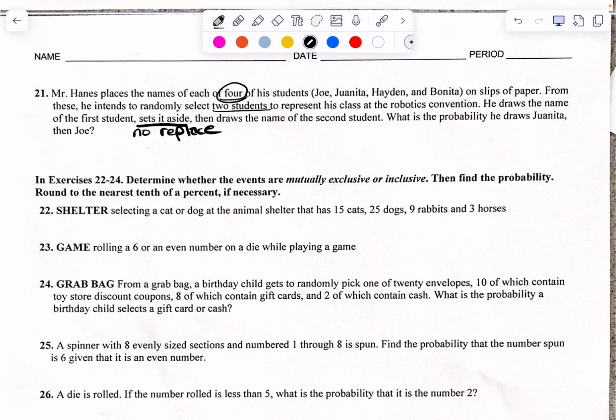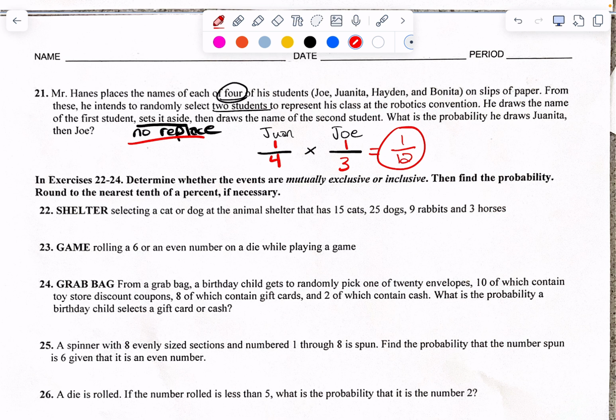Then he draws the name of the second student. What is the probability he draws Juanita? I don't know. I'm just going to put J. I'm going to put Juan and then Joe. Okay. Am I adding or multiplying? Multiplying because you're selecting 2 people, right? What's the chances that he selects 1? 1 out of 4 because he is only 1 out of 4 person. All right. Now I'm not replacing. So how many slips of paper are left? 3. And how many say Joe? 1. So the chances of that combination happening exactly is 1/12. Okay. Next.